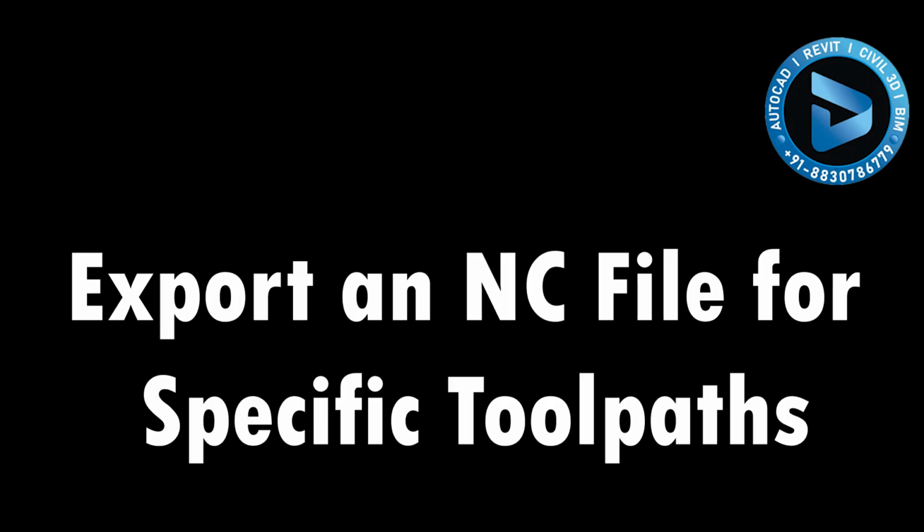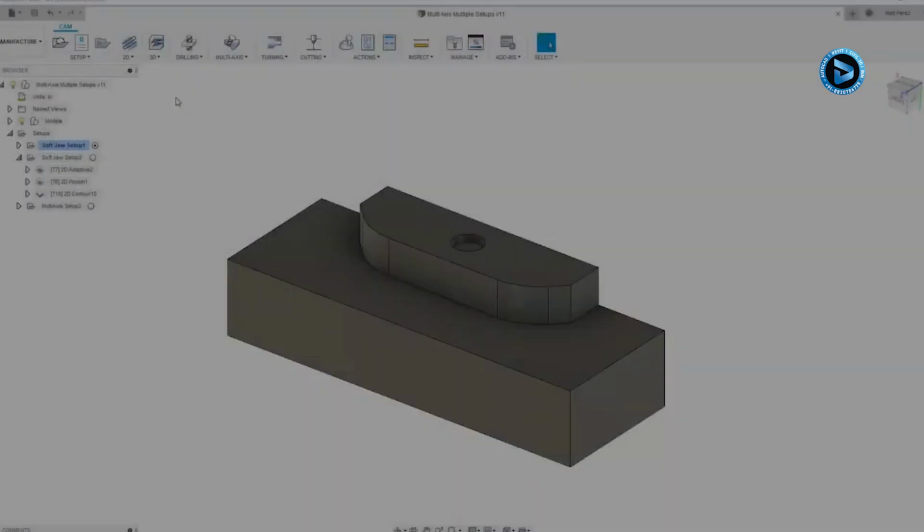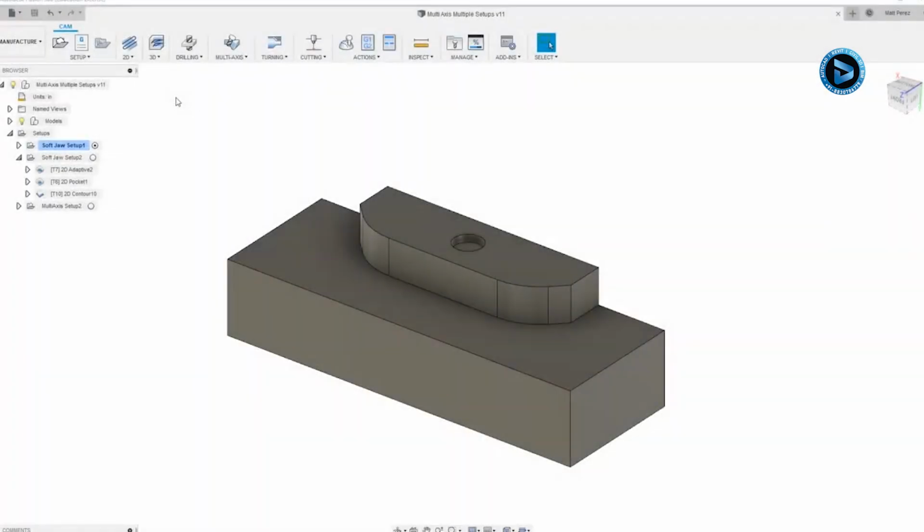In this lesson, we'll export an NC file for specific toolpaths. After completing this lesson, you'll be able to create NC files for specific toolpaths and use manual NC to add an optional stop to a program. Let's carry on with the file from our previous example, and let's talk about ways in which we can export these toolpaths as a group or individually.